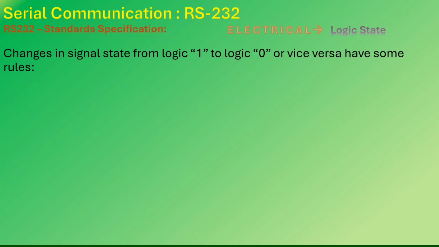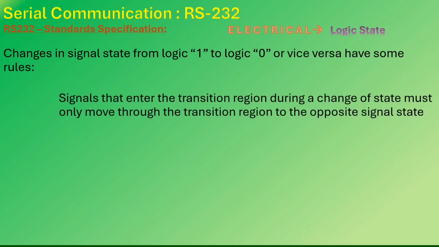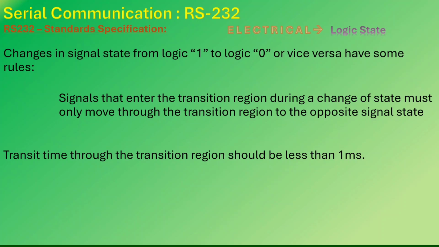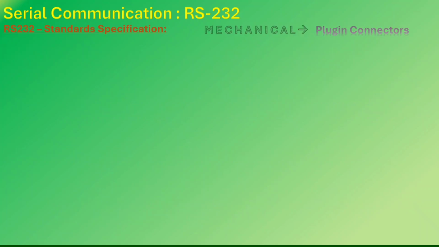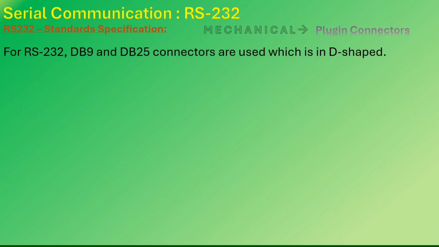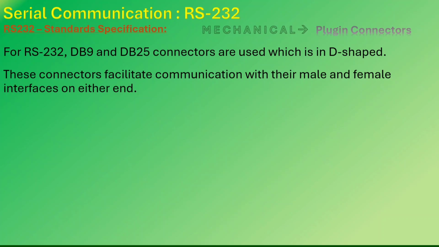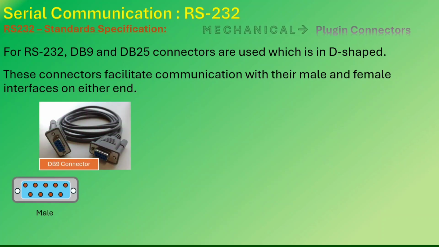There are some rules when the signal changes its state from 0 to 1 or 1 to 0. During signal transition from positive to negative or vice versa, the signal must only move through the transition region in less than 8 milliseconds. Here is the mechanical standard plug-in connector overview. For RS-232, DB9 and DB25 connectors are used, which are D-shaped.